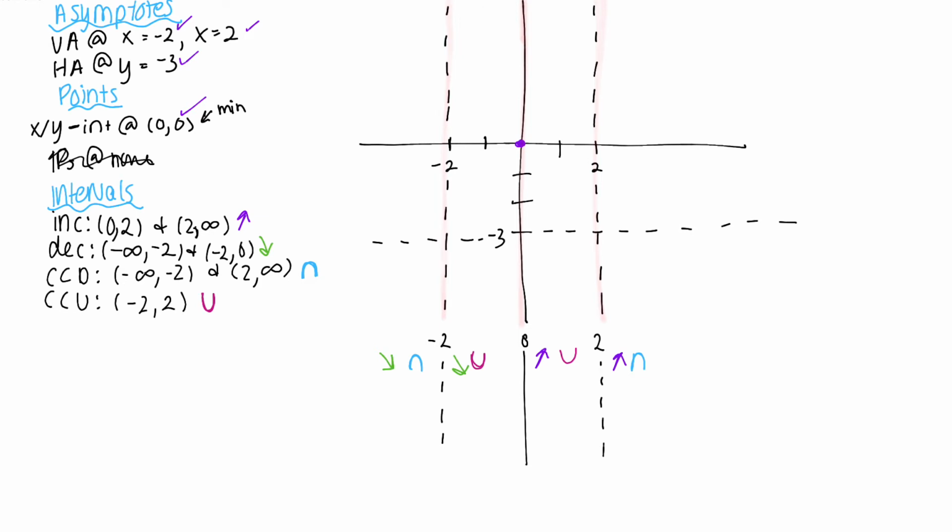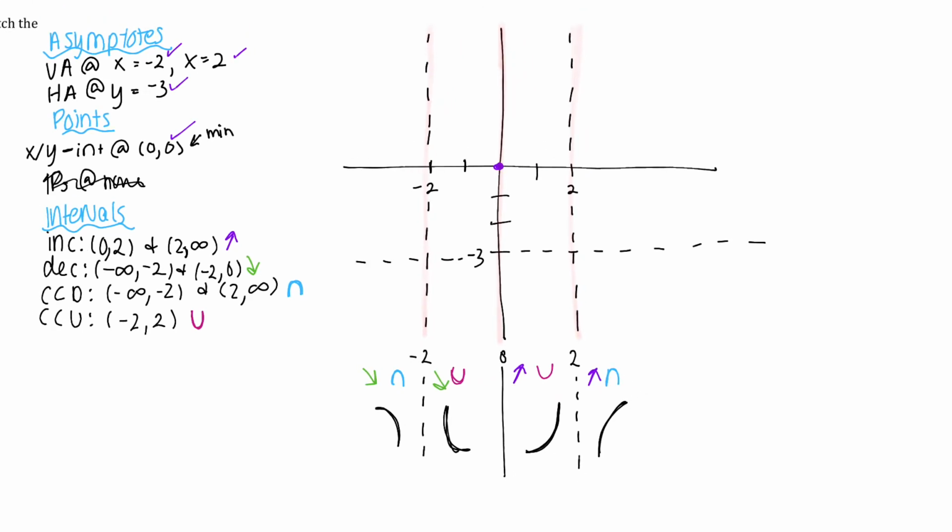So drawing those shapes in down here, decreasing concave down, that's going to make this shape. Decreasing concave up will make this shape. Increasing concave up will make this shape. And increasing concave down will make this shape. So the rest of this is just filling things in.